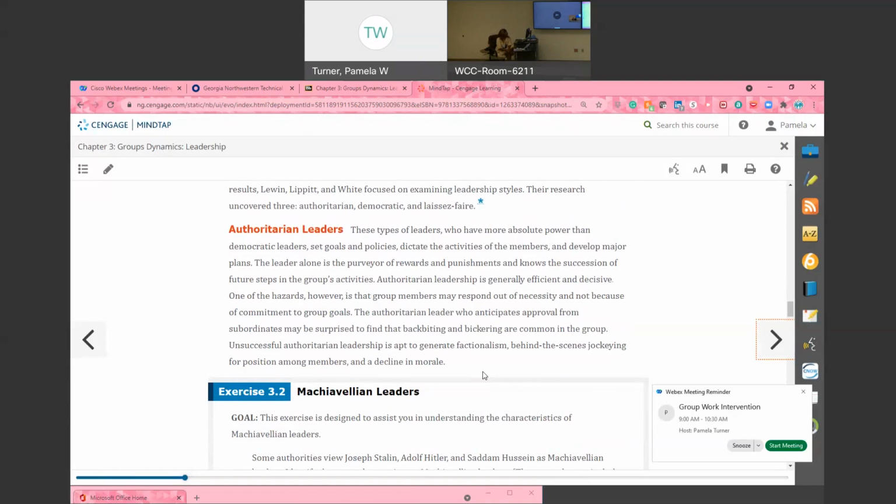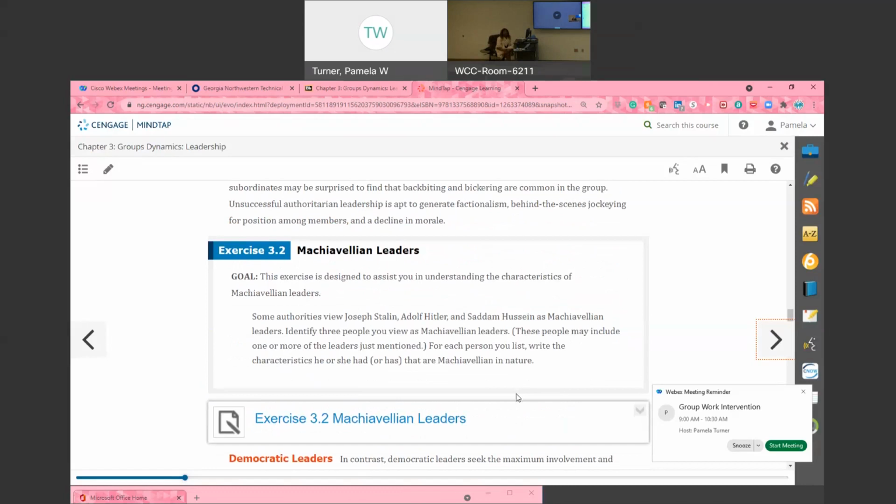Authoritarian leadership is generally effective, efficient and decisive. However, one of the hazards is that group members may respond out of necessity and not because they're committed to group. When I'm using that style, it really is because I need to. We talked about the stages of group, right? But in this one, I need to get to the stage quickly. As opposed to waiting for the process to happen, the product is what we're looking for. Those would be my Machiavellian leaders, right? We look at Stalin, Hitler, Saddam Hussein, people who are definitely ruled by authority.